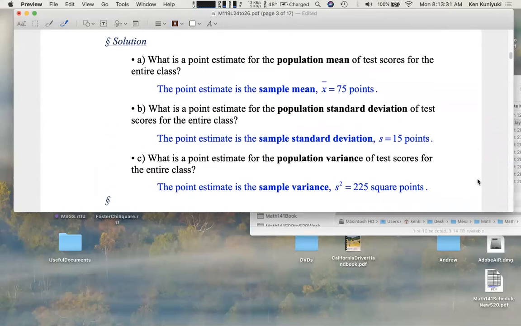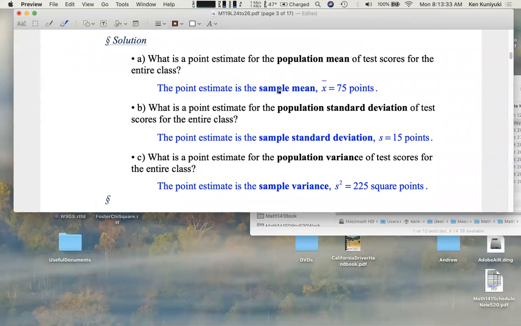So to quickly review, the point estimate for the population mean is the sample mean, x bar, or 75 points. The best point estimate for the population standard deviation is the sample standard deviation, S, or 15 points. And the best point estimate for the population variance is the sample variance, S squared, or 225 square points. Again, x bar is our best estimate for mu, S is our best estimate for sigma, S squared is our best estimate for sigma squared.